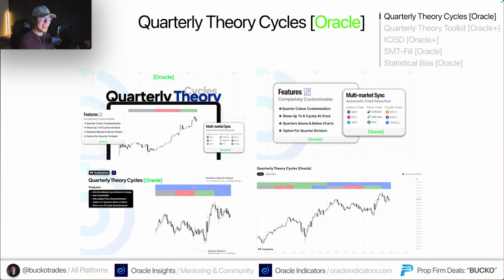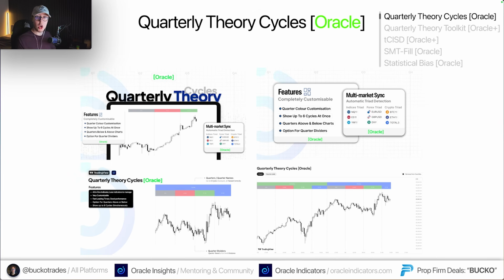So it's an all-in-one indicator, so there's less indicators to manage, very customizable, fast loading times and good performance, options for quarters above and below, and show up to 6 cycles simultaneously. And if you want to grab access to this one, it's quarterly theory cycles, Oracle on TradingView.